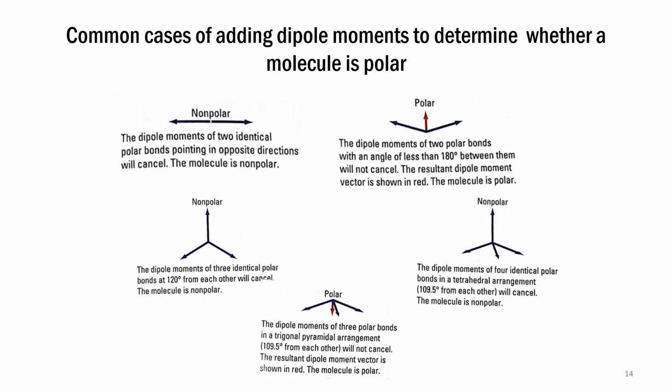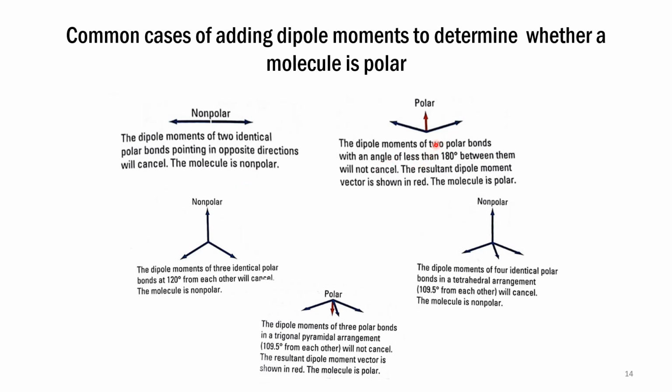So dekat sini saya ringkaskan kepada anda macam mana kita nak tentukan. So kalau ini saling membatalkan, ini kalau linear lah, selalu ini compound yang linear. So the dipole moment of the two identical polar bond pointing in the opposite direction, so it will cancel each other. Jadinya kalau yang will cancel each other, the molecule is a non-polar.